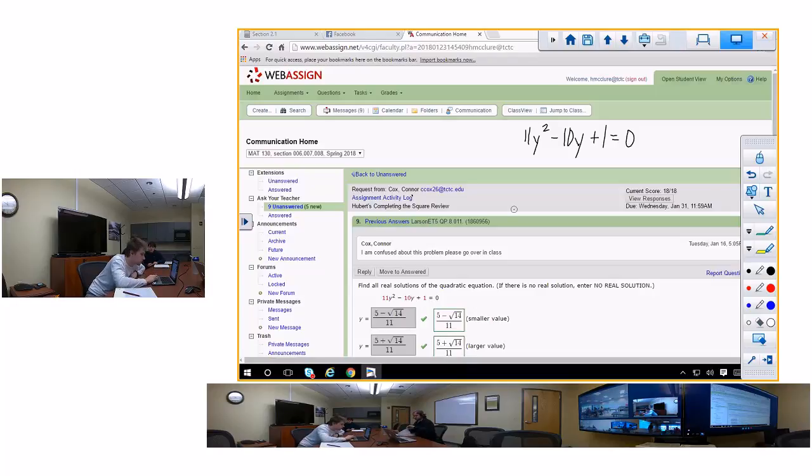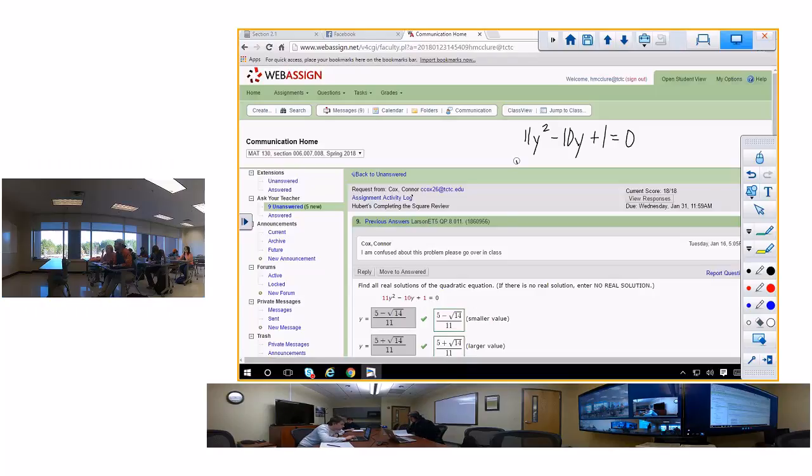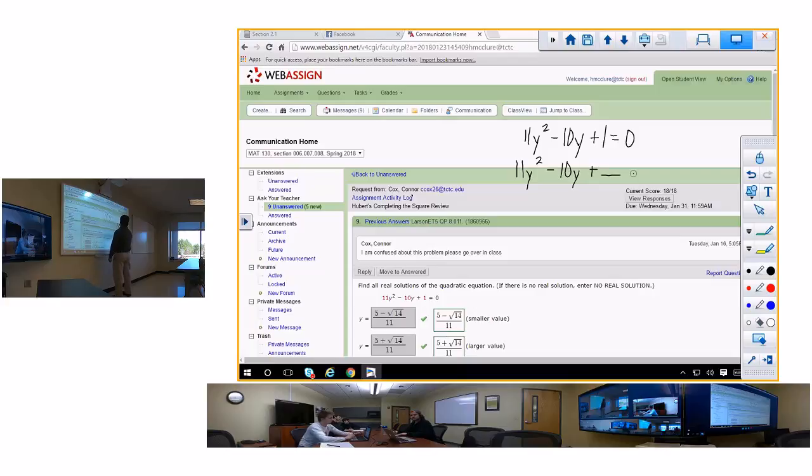So, wait, 11, that's easy. It's just 11 and 1. 11y squared minus 10y plus blank is equal to -1 plus what? Blank. Now you've got to factor out the 11.